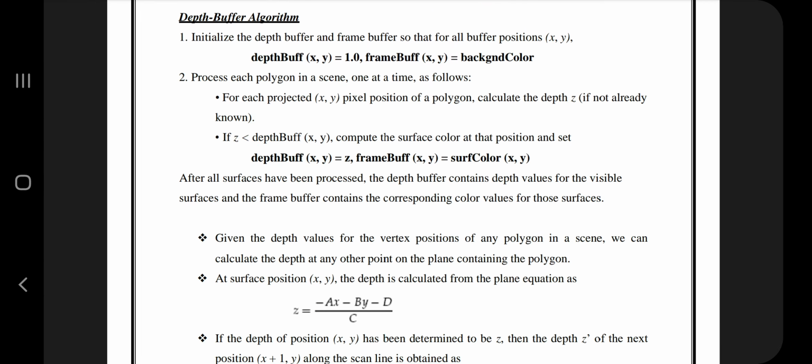A few points you have to keep in mind. The first point is that you'll be using two buffers. How many buffers you'll be using in depth buffer algorithm? Two buffers. The first buffer is the depth buffer and the second is the frame buffer. In the depth buffer you'll be initializing the depth value, and in the frame buffer you'll be initializing the color of the frame. So background color will be the initial color. Now as the color changes, it will take the surface color. Okay, and the depth buffer will hold the Z value.